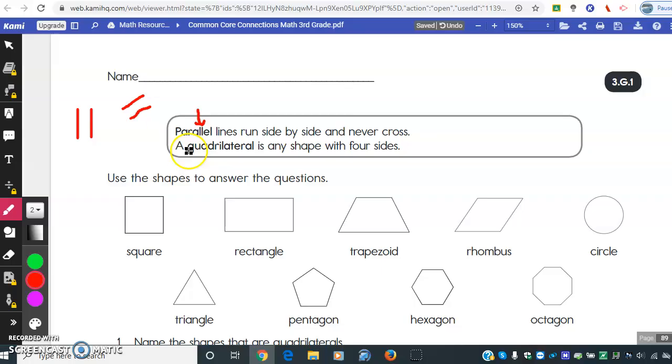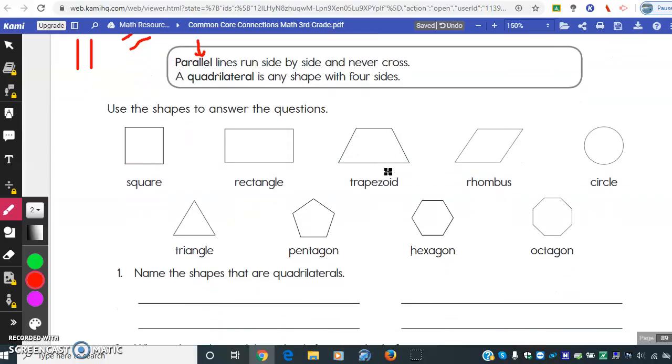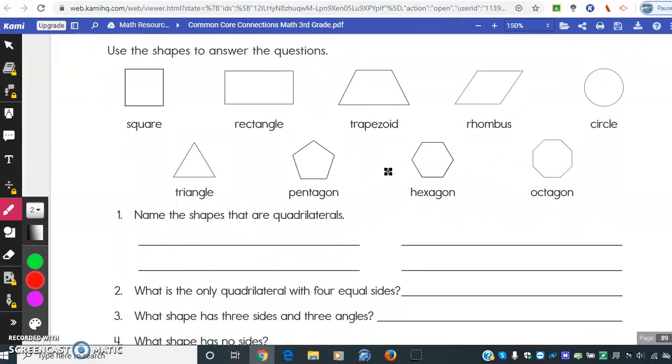And then a quadrilateral is any shape with 4 sides. So what we've got here are some shapes, and the shapes are going to be used to answer the questions at the bottom. So we have a square, a rectangle, a trapezoid, a rhombus, a circle, a triangle, a pentagon, a hexagon, and an octagon.